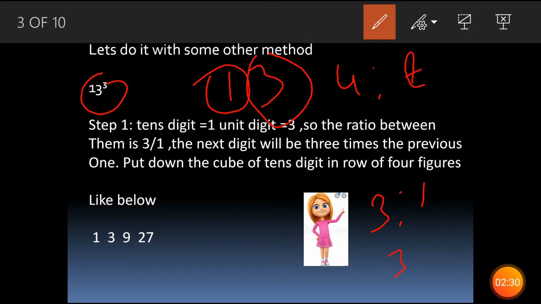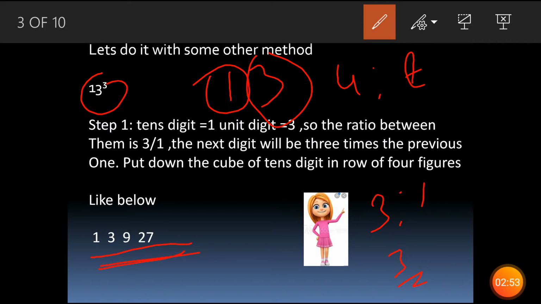So that is 3. It means the first step is to find the ratio between the digits, the unit and the tens. Here the ratio of unit to tens digit is 3:1, which means 3. So how are we going to write our first row? There are 2 rows in every question. So how are you going to write the first row?